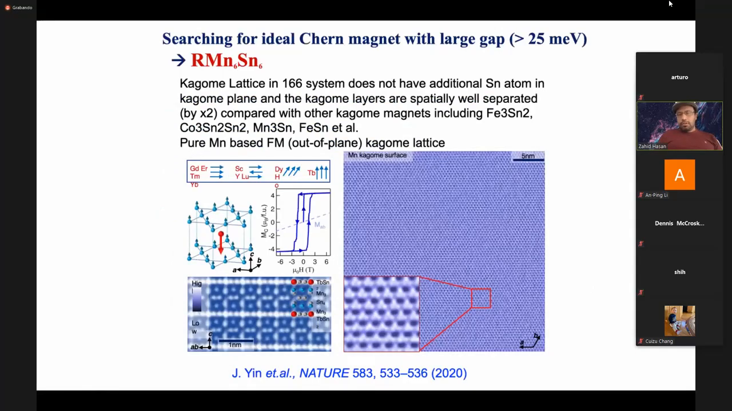In this system, it's extremely clean. This is grown by Shuang Zia's group in collaboration with us. We showed that in this series, terbium gives the largest Chern gap because it has out-of-plane moment. In some other rare earths, you have some Chern gap, but these have interesting magnetism, a topological semi-metal type of thing, but not necessarily. So the largest Chern gap should be in the terbium system, so in 166 compounds.